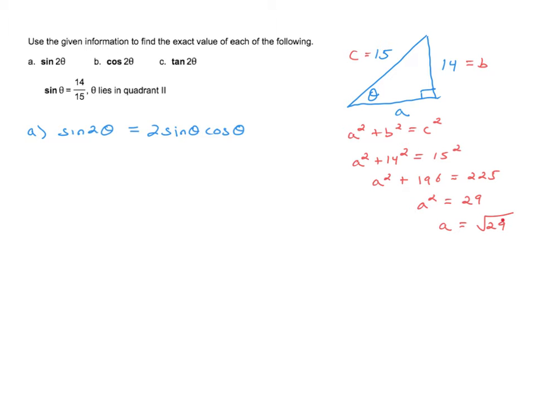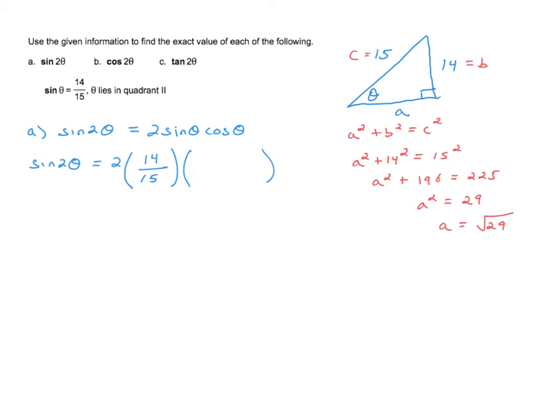So I can't simplify this any further because 29 does not contain any factors that are perfect squares. So that is the length of side A. It is the square root of 29. All right, let's try filling in what we know over here. Sine of 2 theta is equal to 2 times sine of theta, which was given as 14 over 15. And what's cosine of theta?